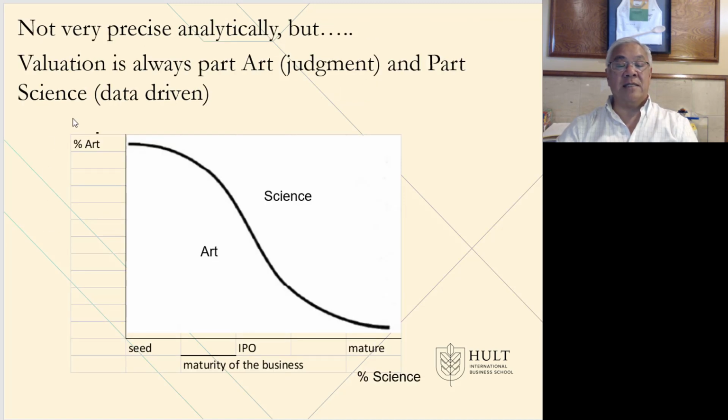So here we have this idea that we have part art and part science. The art part is at seed. We have very little certainty in terms of projections or even product or customer acceptance or competitive reaction. So we're relying a lot on our judgment and what might happen. As the company progresses through IPO and to maturity, it becomes more scientific. We have a lot of history, a lot of stock price and market and industry and competitive data. Of course, there's always judgment, but we now have a lot more data. We can be more scientific in our valuation of the company.